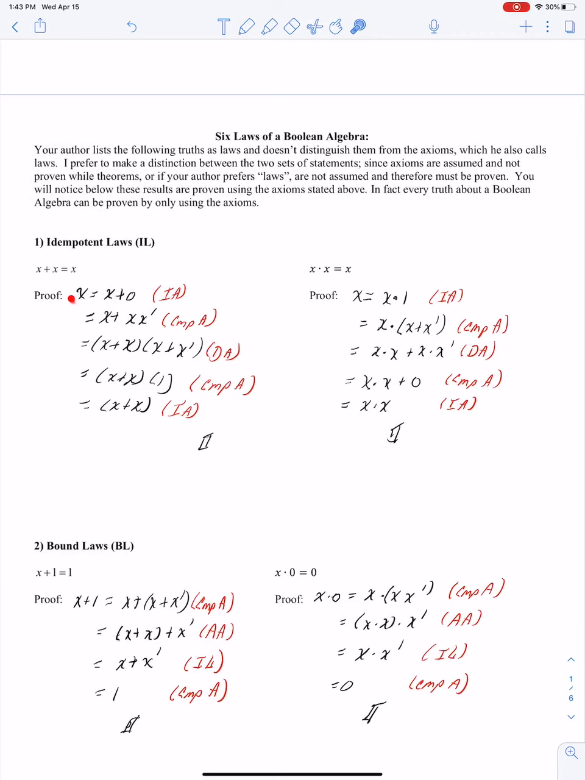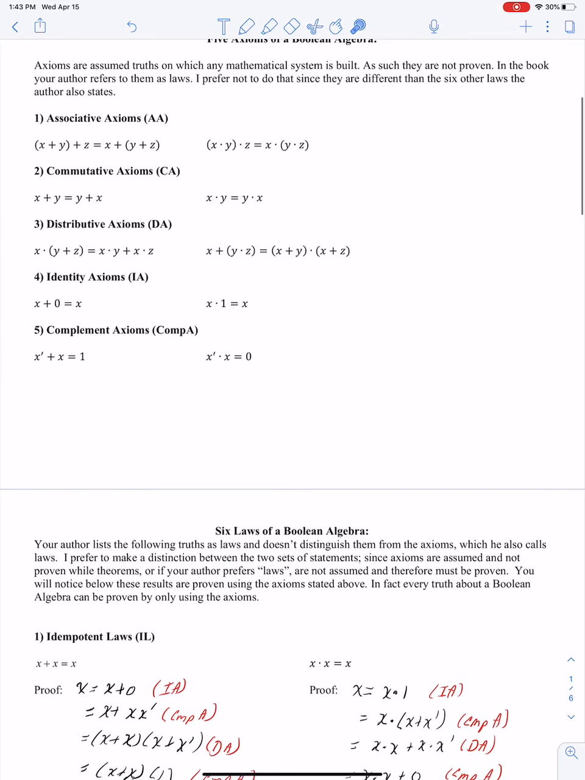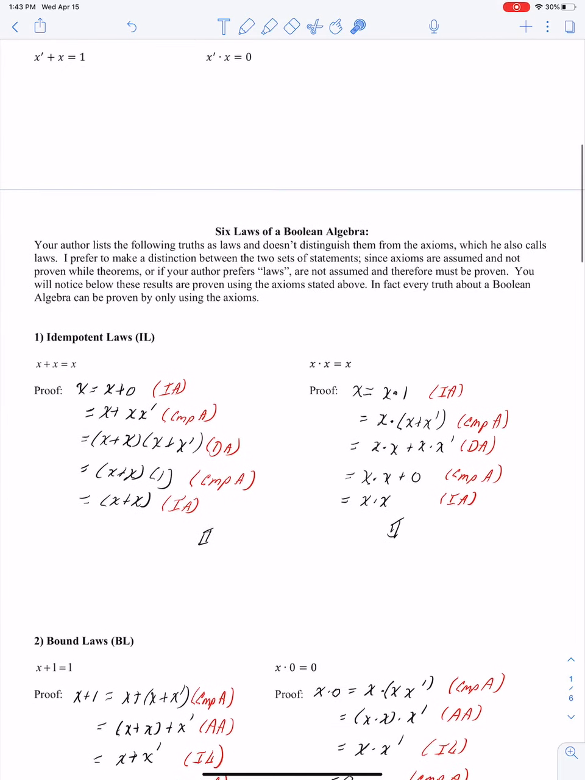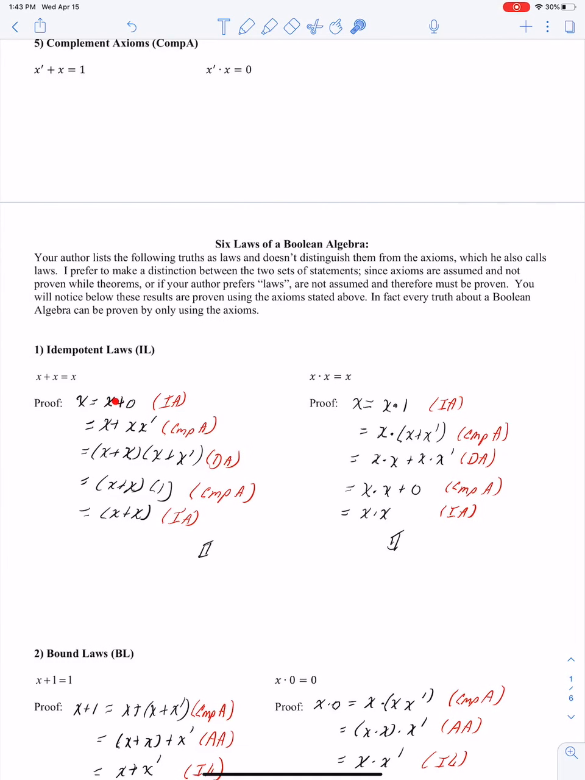So I'm going to start with x. Now I'm going to write x in a clever way, x plus 0. By what? The identity axioms. All right, so I go to the identity axioms and it says, what? Anything add 0 is that thing back. So that's the one I'm using. Okay, so x is just x plus 0.